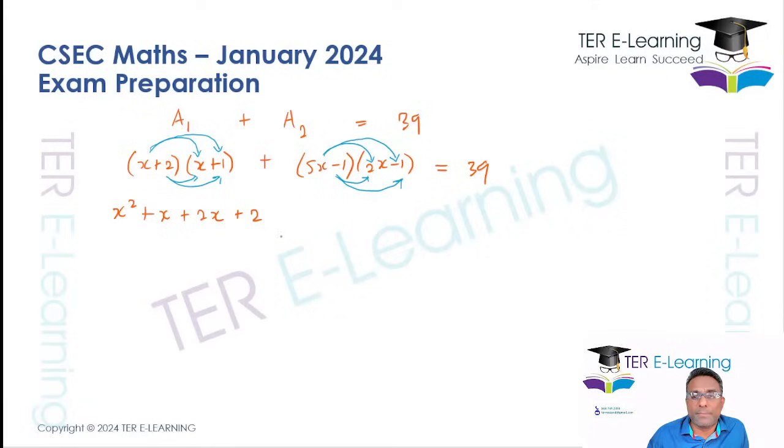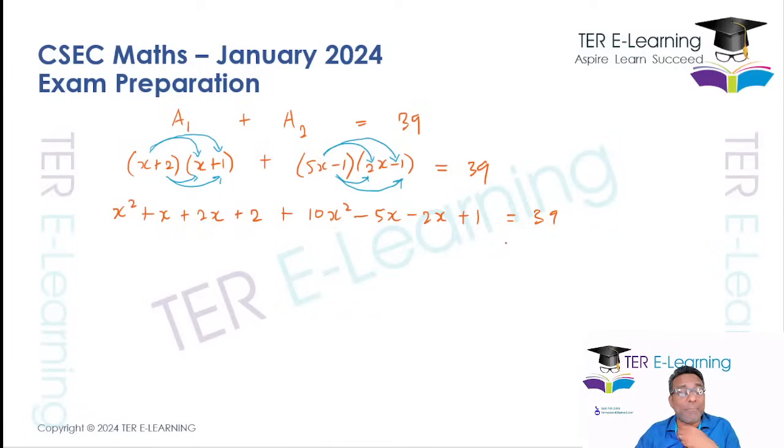So that's the first set of brackets, plus, then we have 5x by 2x, that's going to give me 10x squared. Then we have 5x by minus x, this is going to be minus 5x. Then we have minus 1 by 2x, you're going to get minus 2x. And then we have minus 1 by minus 1, this is going to give me plus 1. And that is equal to 39. Now, you have a big long expression here that you're trying to simplify. Let's go back to see what the answer is.